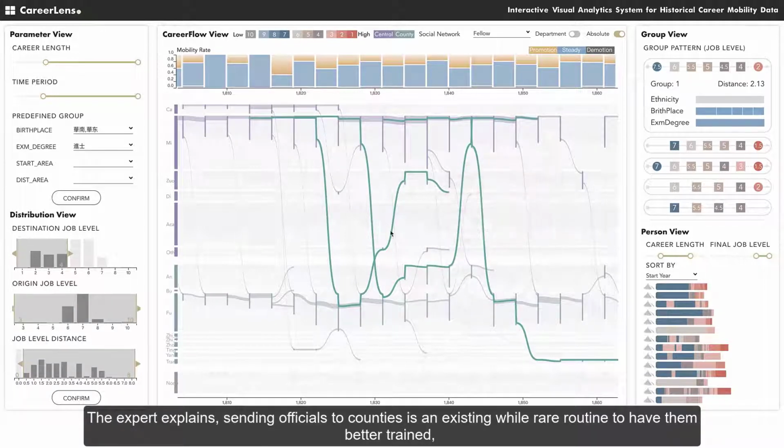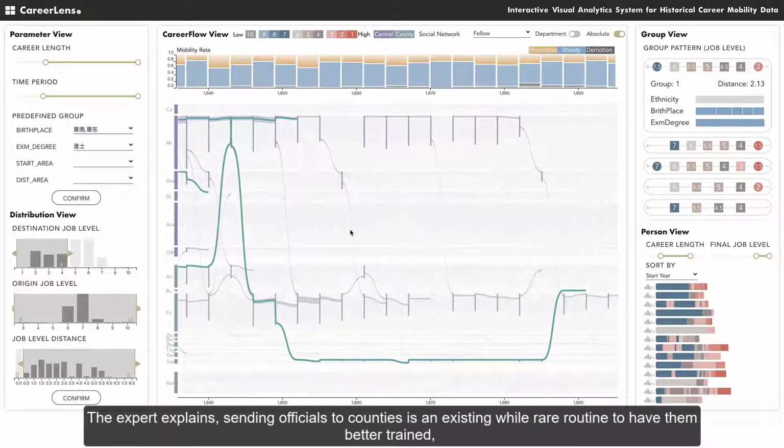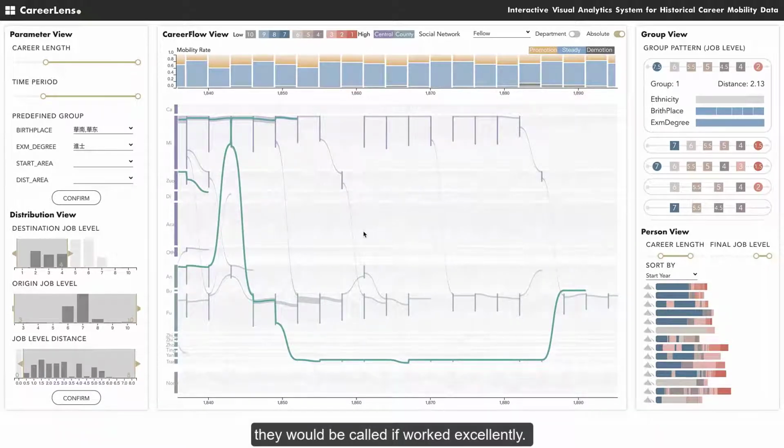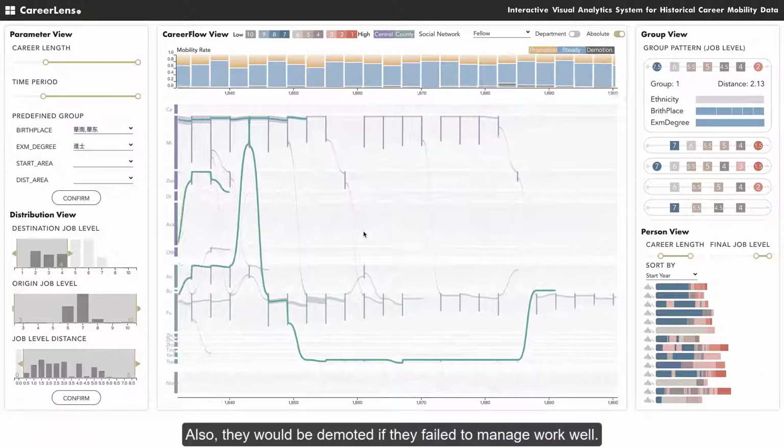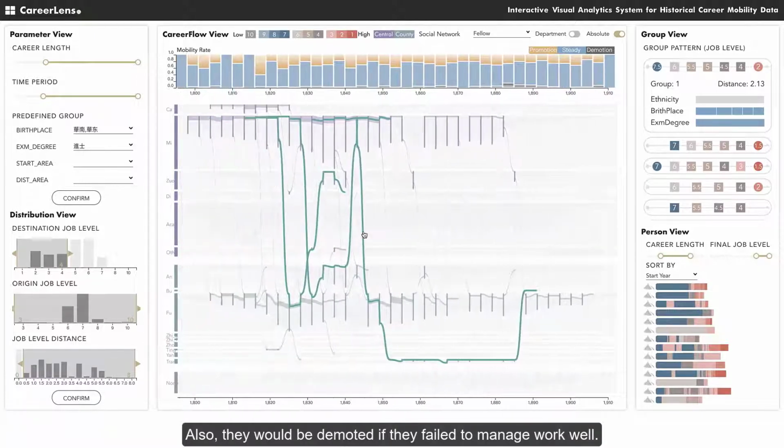The expert explains sending officials to the counties is an existing while rare routine to have them better trained. They will be called back if they worked excellently. Also, they will be demoted if they fail to manage work well.